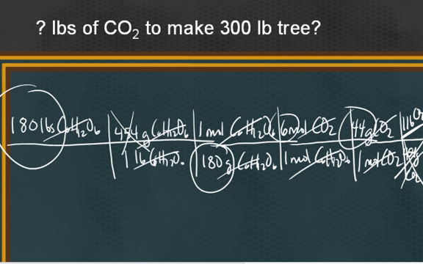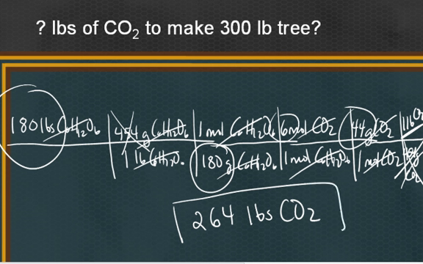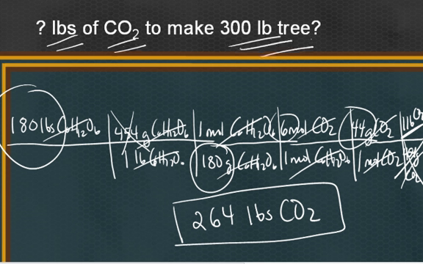And when you multiply 6 times 44, your answer turns out to be 264 pounds of carbon dioxide. So that's how we answer that tricky question: how many pounds of carbon dioxide does it take to make a 300-pound tree? Basic stoichiometry, understanding the assumptions you need to make, understanding the photosynthesis reaction, and simple dimensional analysis. Good to go.